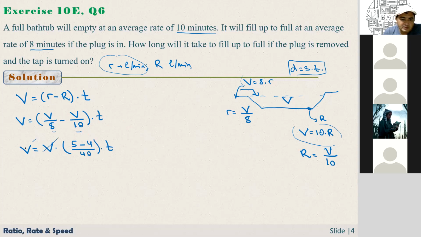This V cancels each other. 5 minus 4 is 1. So T over 40 is equal to 1. Now from here, that means that after exactly 40 minutes, if we open the tap and this drainage is also open at the same time, it will be full in 40 minutes. Okay.